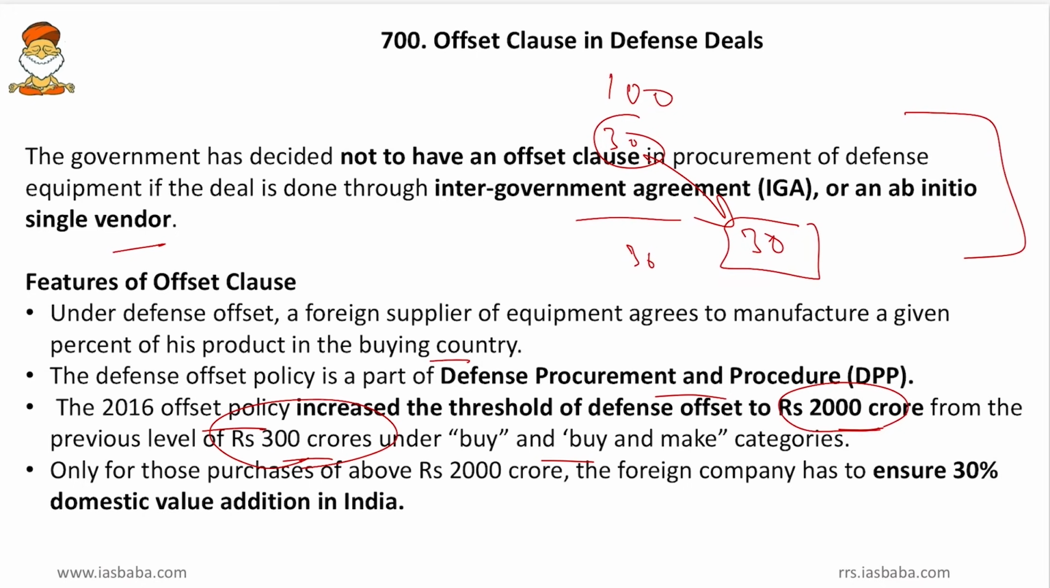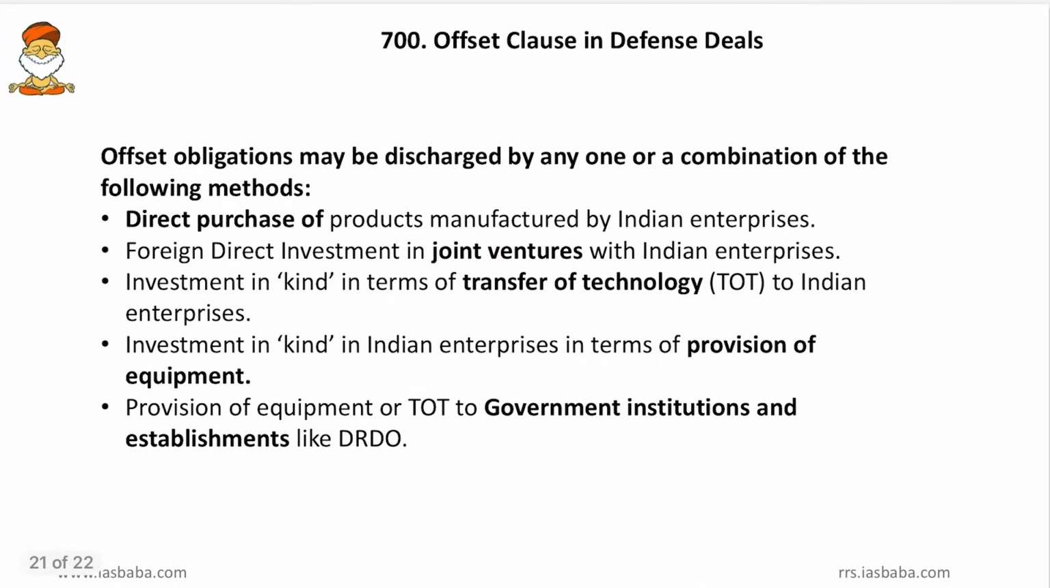And for those deals which include an intergovernment agreement or an ab initio single vendor, there will be no offset clause at all. Then only for those purchases above 2000 crore, the foreign company has to ensure 30% domestic value addition in India. So friends, currently for 2000 crore and above deals, 30% is the offset percentage. Then come to more facts. Offset obligations may be discharged by any one or combination of the following methods, that is direct purchase of products manufactured by the Indian enterprises.